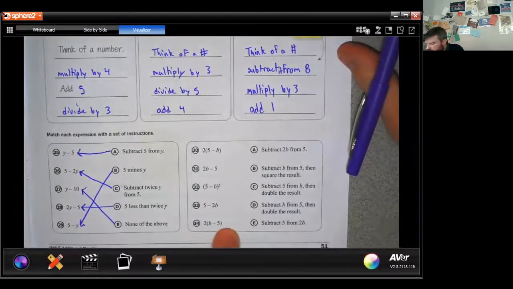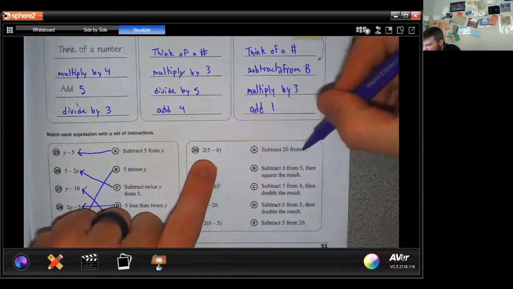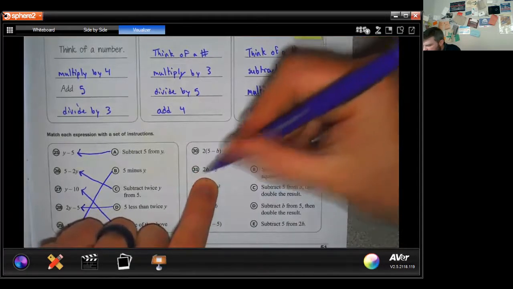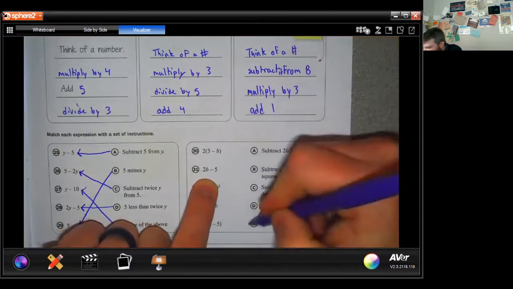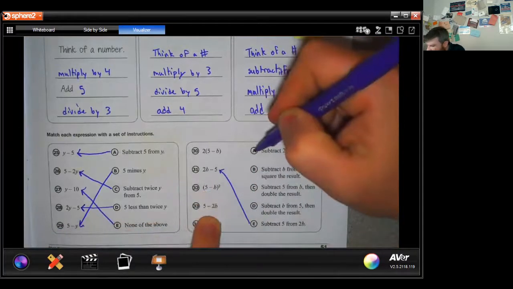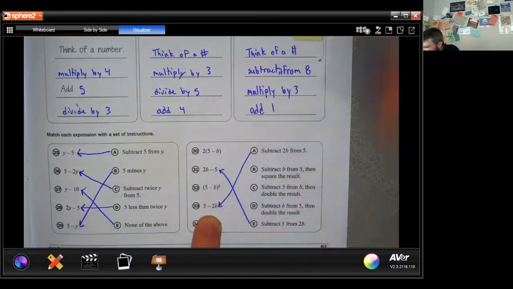All right, over here, subtract 2b from 5. So this is subtract 5 from 2b. So this one's actually E down there. And I just need to switch the order. Subtract 2b from 5. That one goes there.